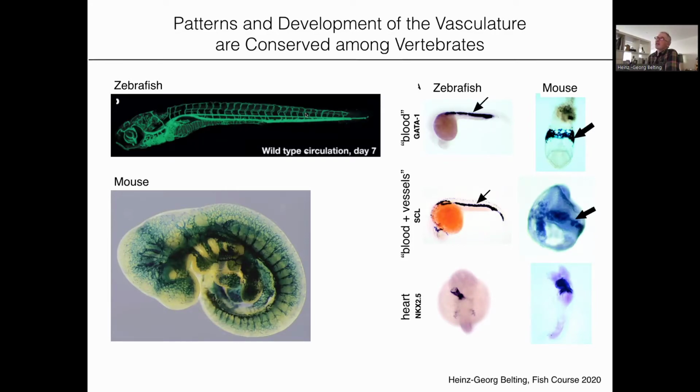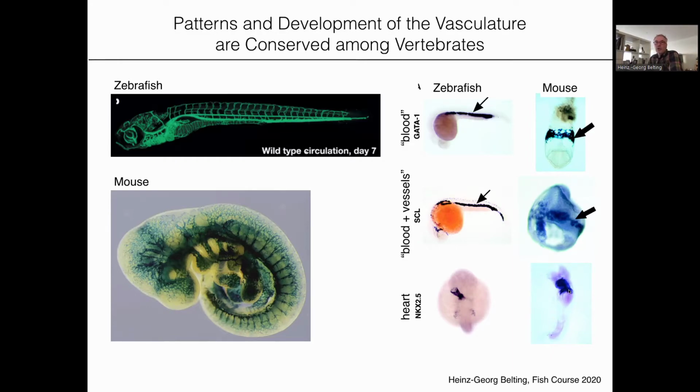Also, the cells in the fish and the mouse express the same genes. For example, blood cells express this transcription factor called GATA1, and endothelial cells express this transcription factor SCL. Zebrafish and mouse the same, and in the heart you find expression of NKX 2.5 in the fish and also in the mouse.